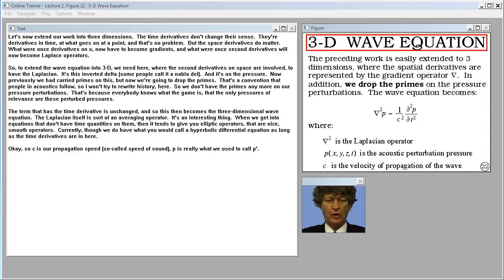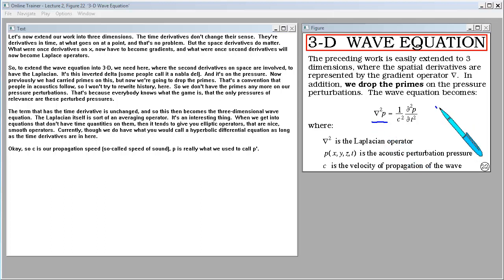Let's now extend our work into 3 dimensions. The time derivatives don't change their sense. They're derivatives in time at what goes on at a point, and that's no problem. But the space derivatives do matter. What were once derivatives on x now have to become gradients, and what were once second derivatives now will become Laplace operators. So to extend the wave equation into 3D, where the second derivatives on space are involved, we need to have the Laplacian.